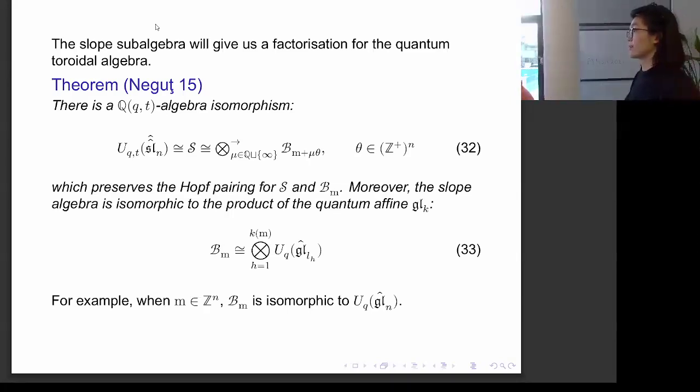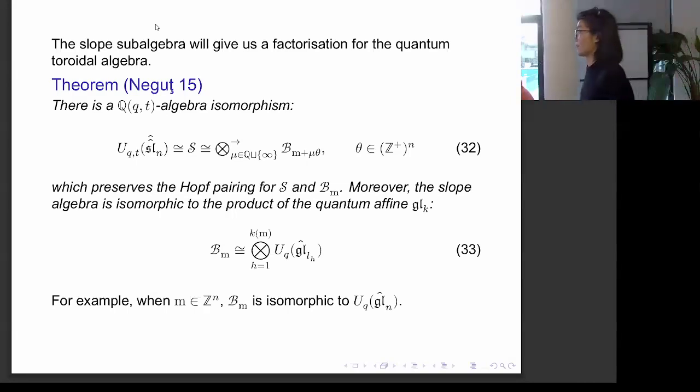So the rule for determining the number of L sub B over here is a little bit complicated. But for example, if you take the slope point to be an integer point, this slope subalgebra will be isomorphic to just the U_q(g hat) over here. What's L sub B? Sorry? L sub B is some integer number that is dependent on n. Okay. Yeah, I think I skipped it here because it's a little bit complicated to determine this.